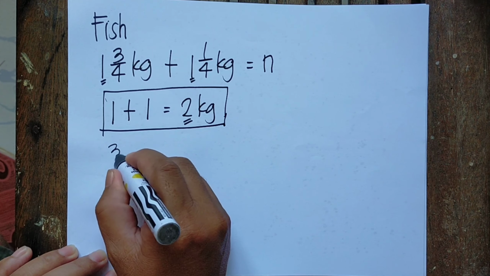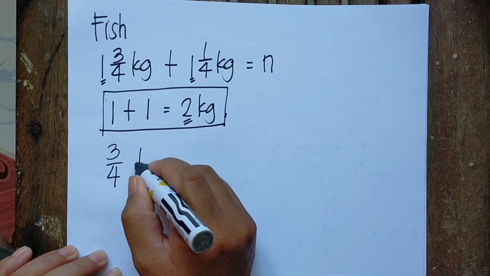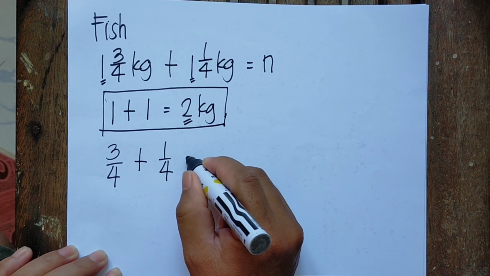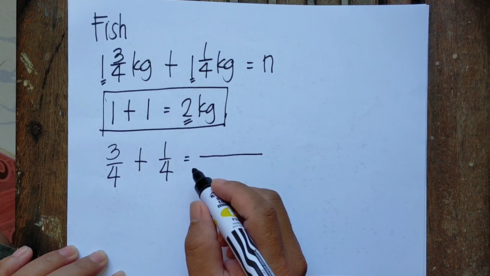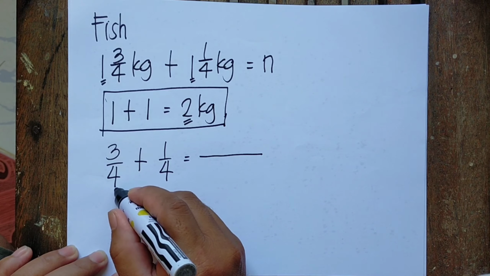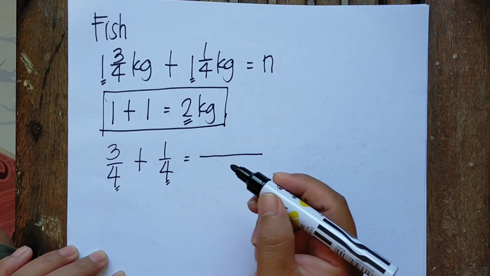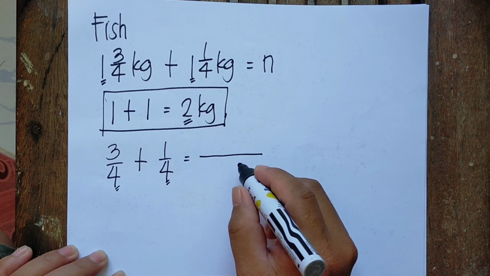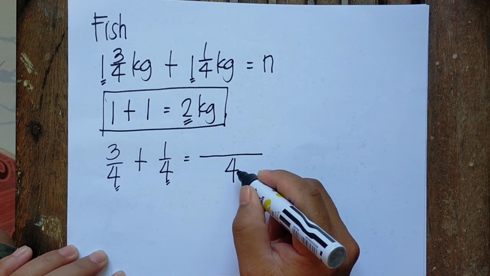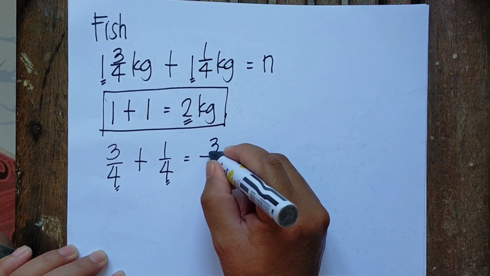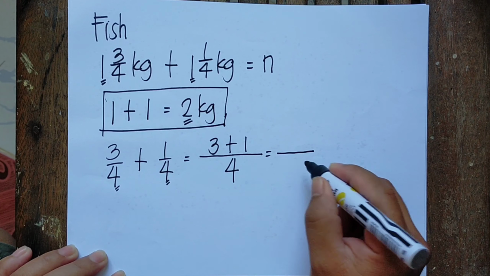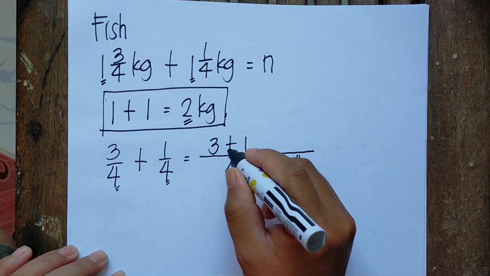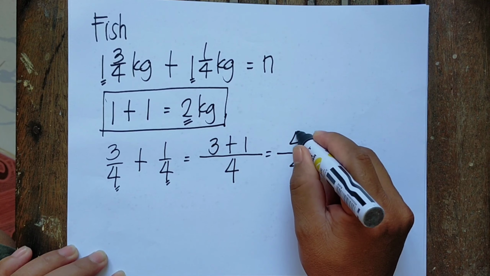Let us add the fraction. Our fractions are 3/4 plus 1/4 equals. You will notice that our fractions are similar because they have the same denominator. We have here 4 and another 4. So let us copy the common denominator and let us add the numerator, 3 plus 1. Let us copy again the denominator and let us add 3 plus 1 equals 4.